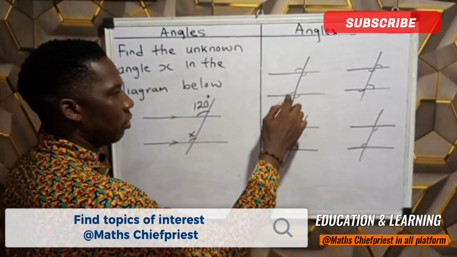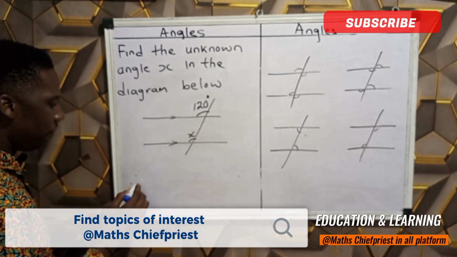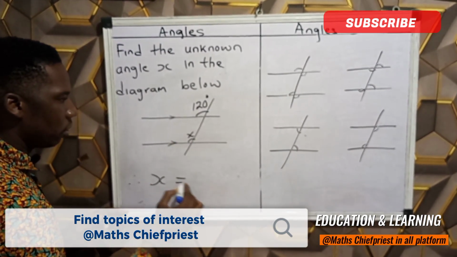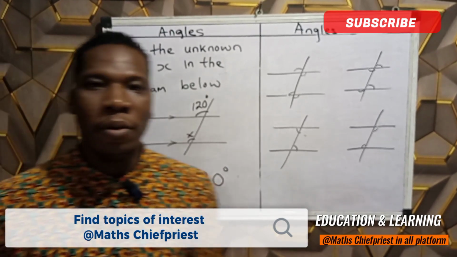Why is this one corresponding to this one? So therefore this is corresponding to this, so therefore x is equal to 120 degrees. Hope you learned something.